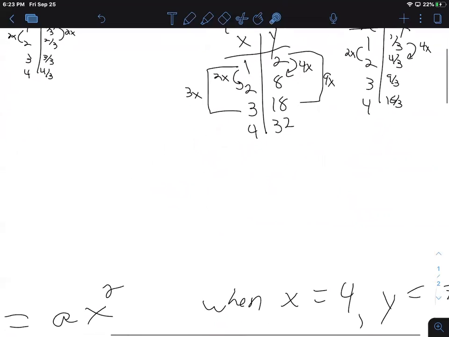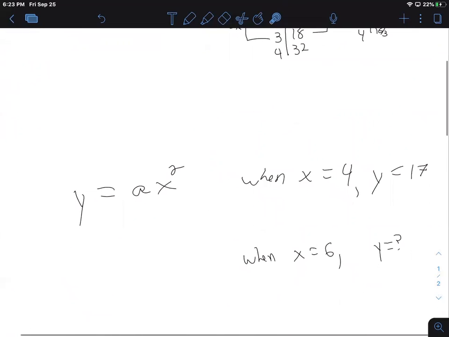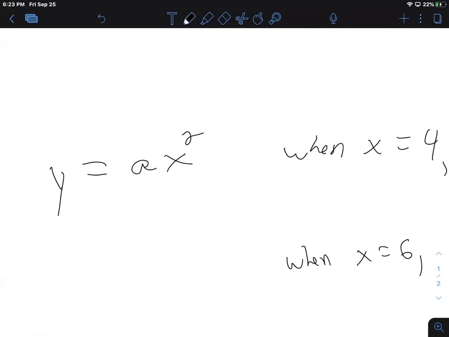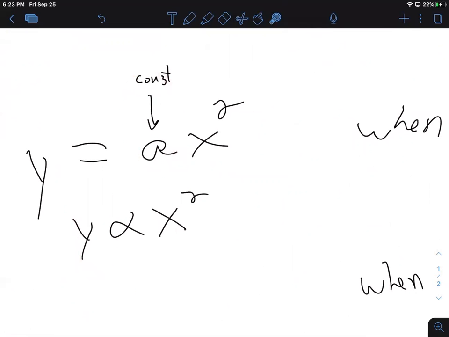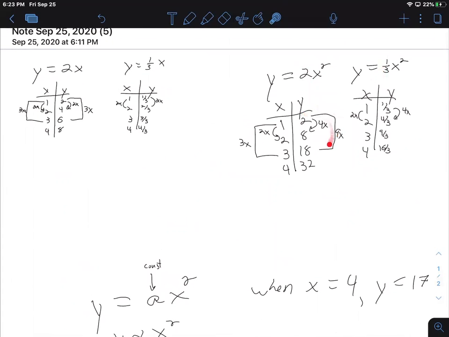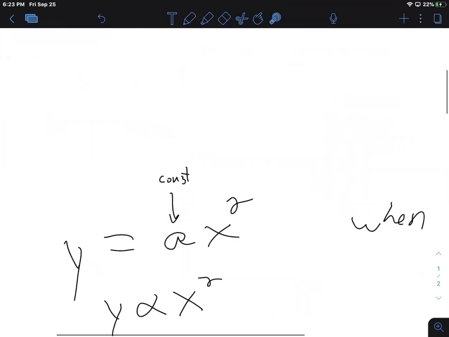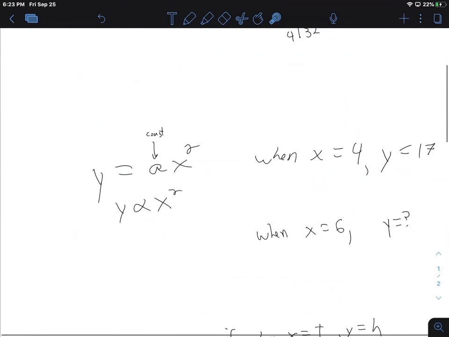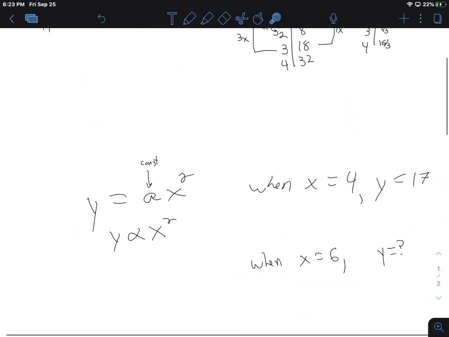So how can we use that? Let's say I have this situation, y equals a x squared, where a is some constant. I can write this as y is proportional to x squared. That's what the symbol means, proportional. When we're thinking proportions, we're not caring about constants, things that don't change, because we saw that these don't affect the pattern we care about. And I'm told in this situation, when x is 4, y is 17. And I want to know when x is 6, what is y?